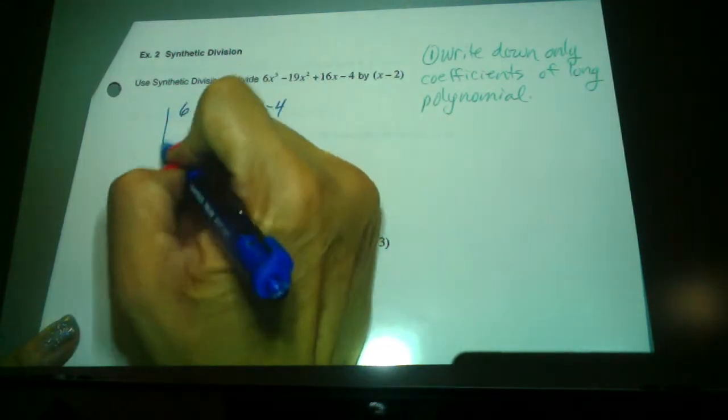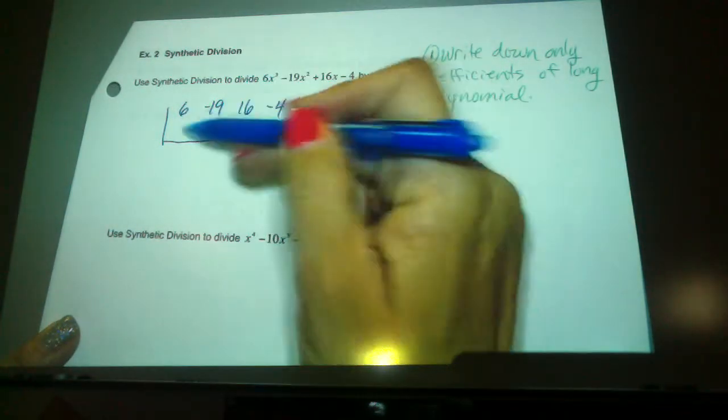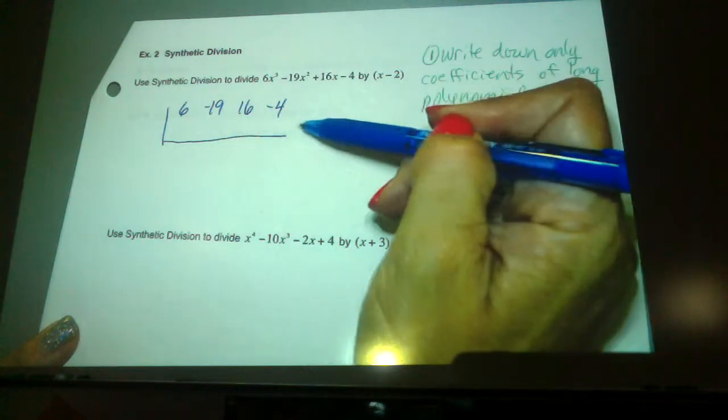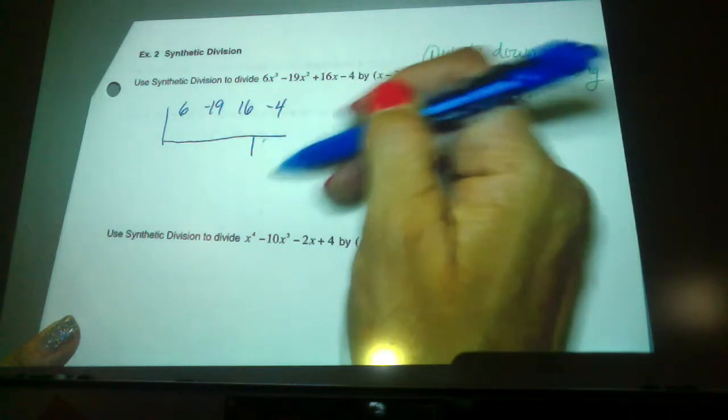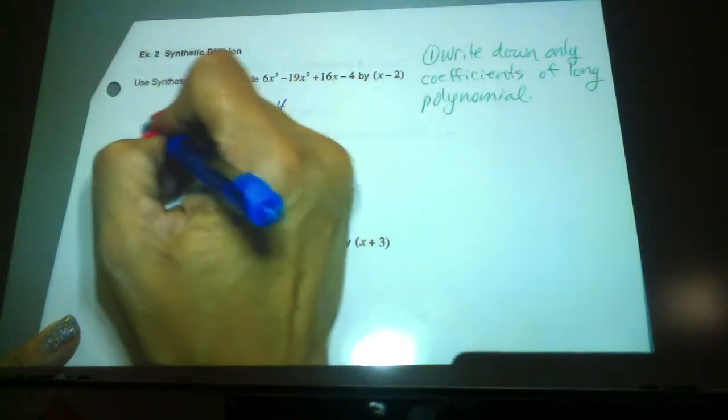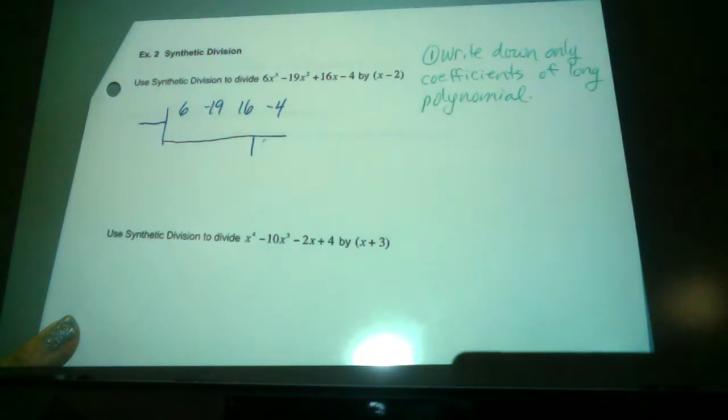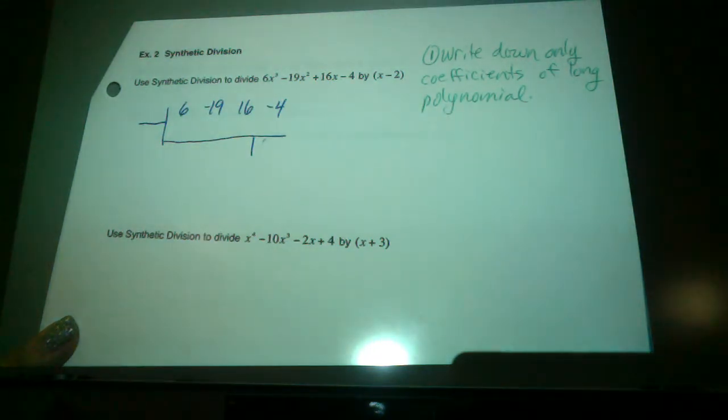Then I like to draw an L, leaving space here for some numbers to be written. And then I'll put a vertical line here after this first number, because whatever goes in this box will end up being the remainder. And I like to put what I call a shelf over here. That's the part where teachers can be different.